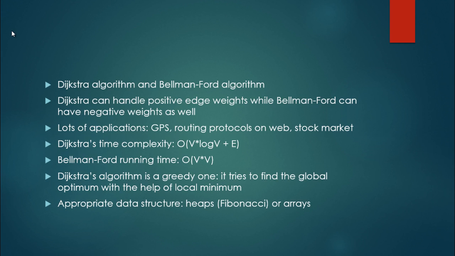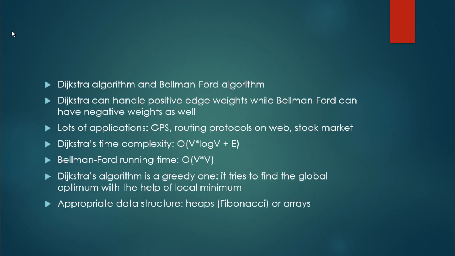As far as the time complexities are concerned, Dijkstra's algorithm has O(V log V + E), where V denotes the number of vertices in our graph and E denotes the number of edges in our graph. On the other hand, the Bellman-Ford running time is O(V times V), V squared, which is a bit slower. Of course, V denotes the number of vertices in our graph. It's a bit slower, but as I said earlier, Bellman-Ford algorithm is a general one, so we can use it for lots of applications, such as stock market, for example.